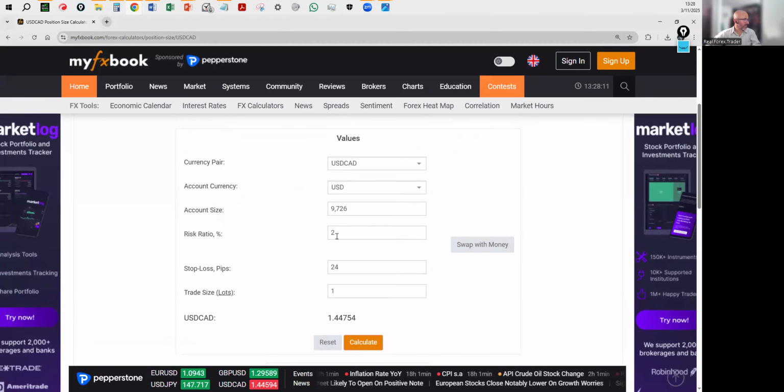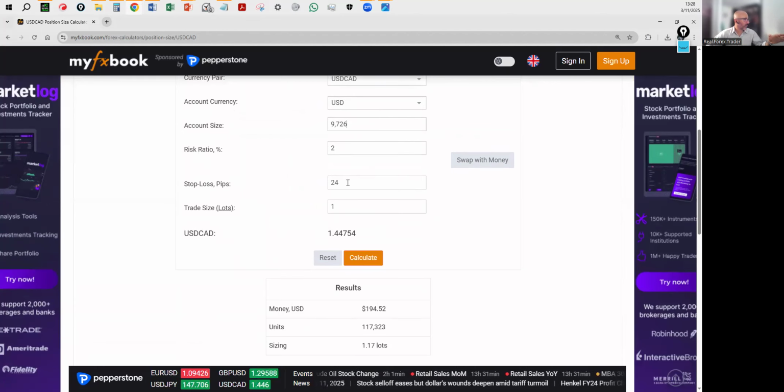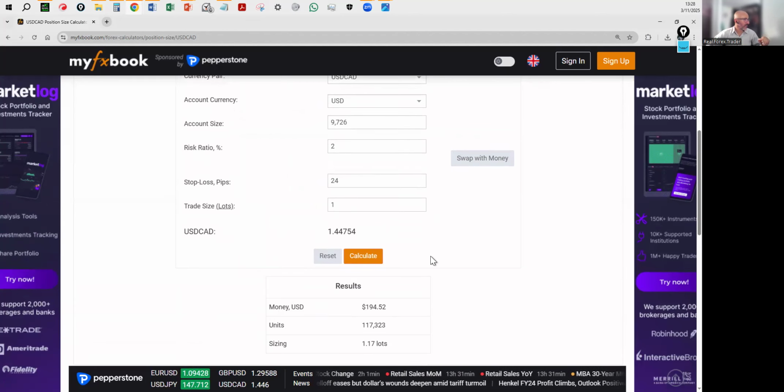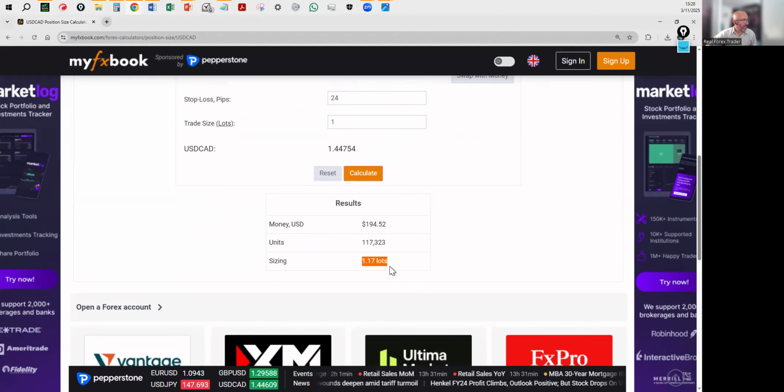risk for today, my risk ratio is 2%. According to the capital that I have in the account, $9,726, and the pair, that is the thing, depending on the pair, the volume also changes, all right? So I'm trading American dollar, Canadian dollar, okay, that's it, 24 pips is my risk. Okay, calculate. So my trade should be 1.17 lots, all right.